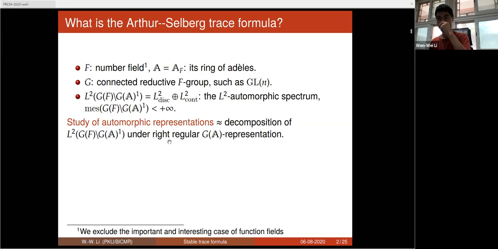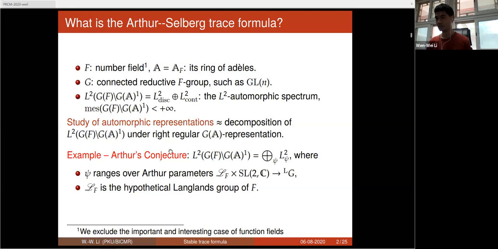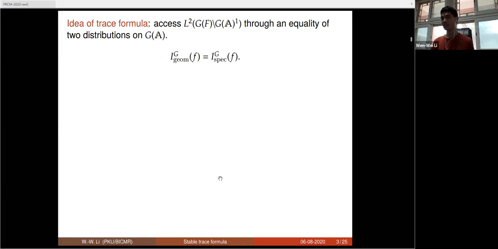And we want to decompose this L2 space. For example, Arthur's conjecture says it should have a canonical orthogonal decomposition indexed by something called Arthur parameters. It is based on some other conjectures, but it serves as a very important source of inspiration in the Langlands program. Even for GL_n, the structure of the automorphic spectrum is still largely mysterious. So the idea of the trace formula is to access this problem through an equality of two distributions.